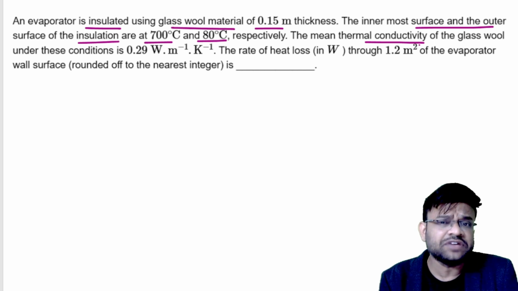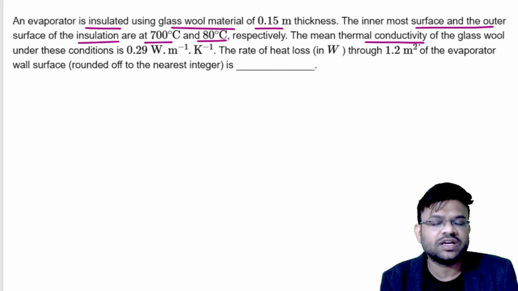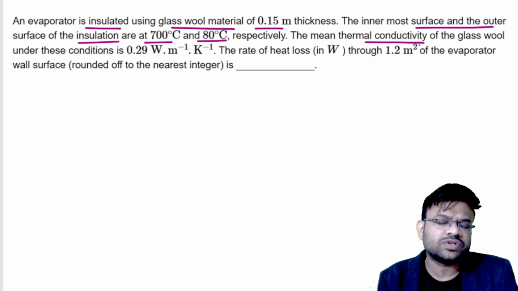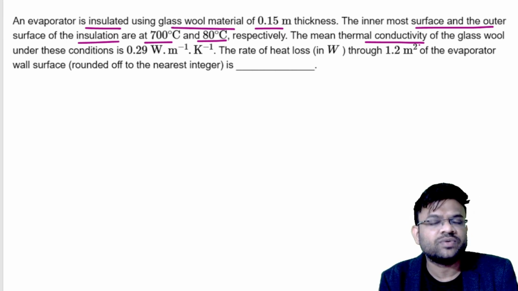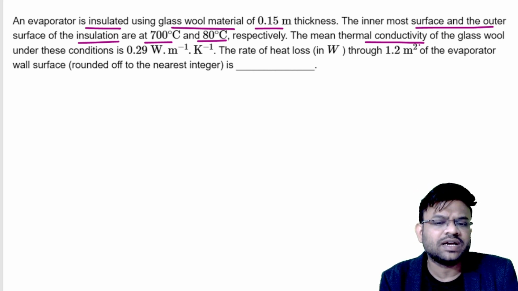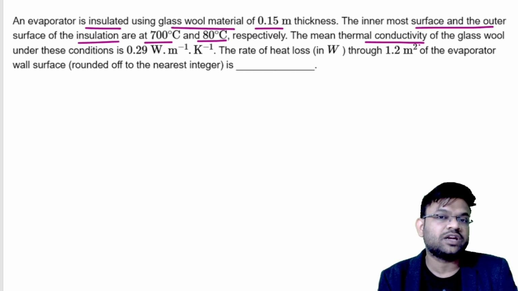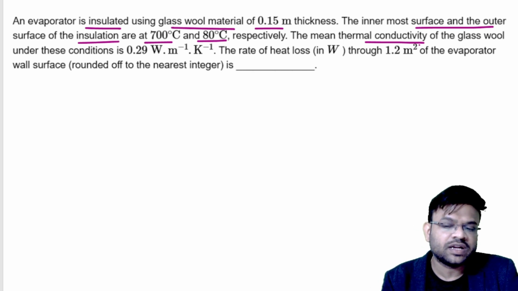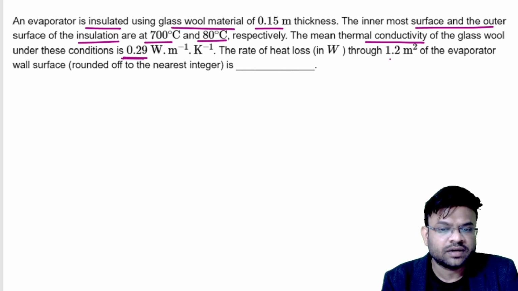Okay, the mean thermal conductivity, that means the question that is asked over here is on conductivity, that is the heat transfer. Now again, conduction and convection are the two ways that are in your course that you should be aware about. Generally in convection, the individual heat transfer coefficient questions are asked, or overall heat transfer coefficient questions are asked. But generally conduction questions are not that commonly asked. That is why I have taken this question over here, so that I can explain it to you how you can do this. So the mean thermal conductivity of the glass wool under these conditions is 0.29, and the heat transfer area is given as 1.2 meters square.